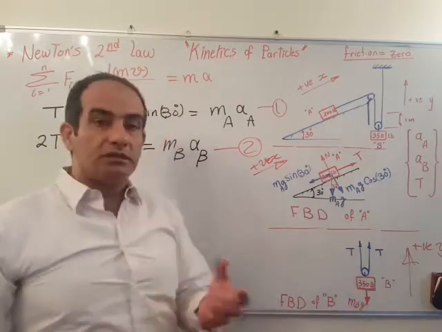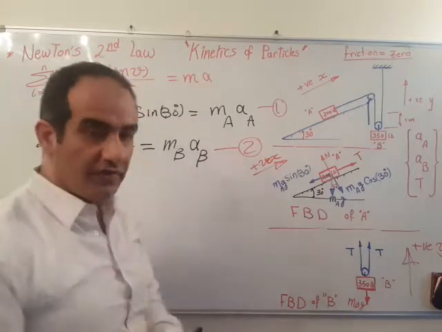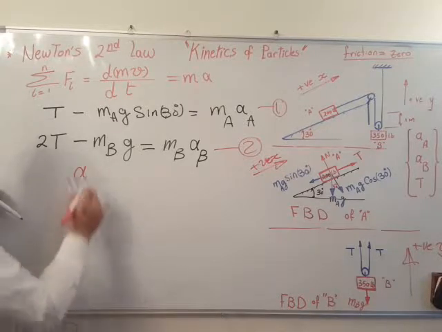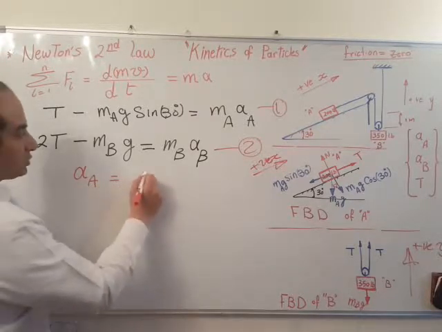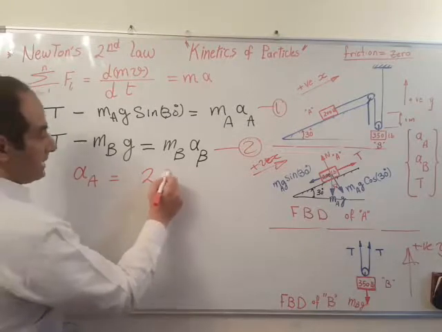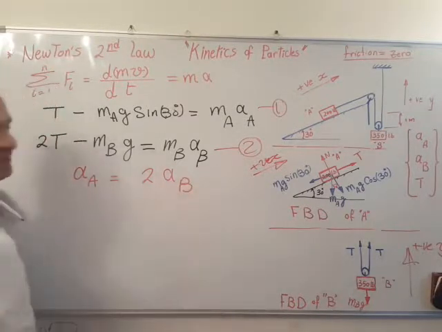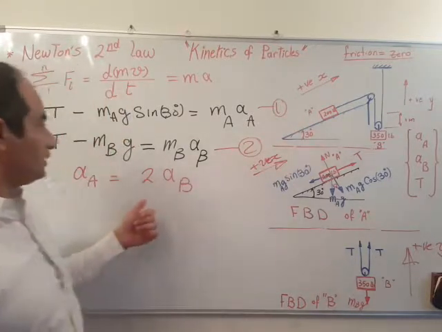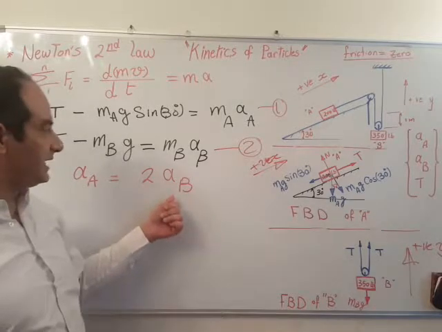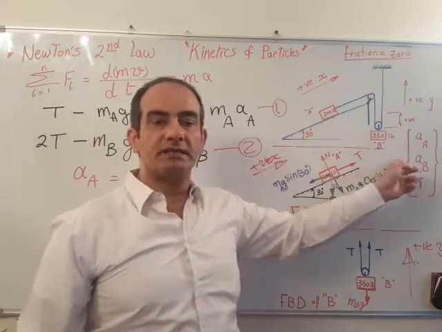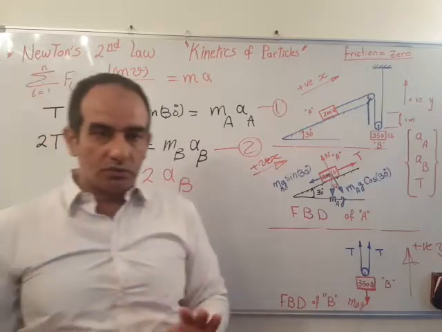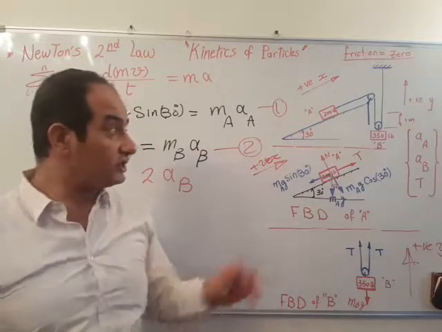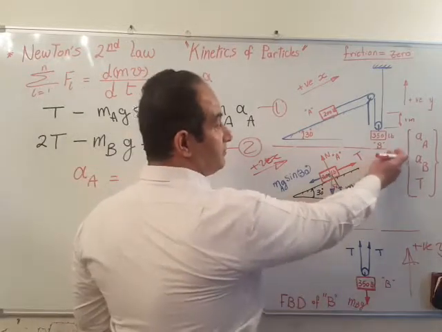So we can deduce a small equation: the acceleration of A is equal to twice the acceleration of B. The acceleration of mass A is equal to 2 times the acceleration of mass B. Due to the different directions, we have this.